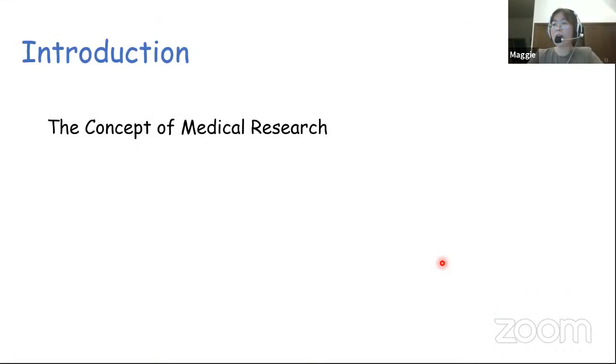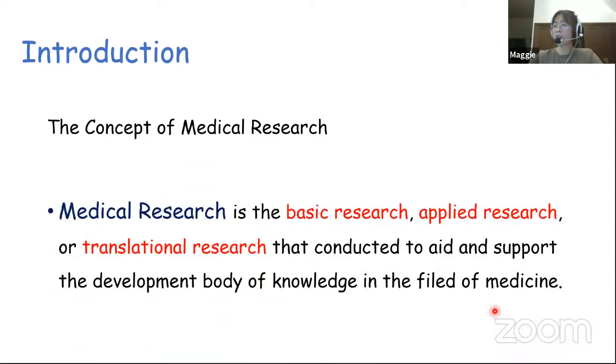First, I would like to talk about the concept of medical research. Okay, here shows the concept. Medical research is the basic research, applied research, or translational research that is conducted to aim and support the development of a body of knowledge in the field of medicine. So as you can see here, medical research can be divided into basic research, applied research, and translational research. So what are these types of research? I will introduce them one by one in the following slides.